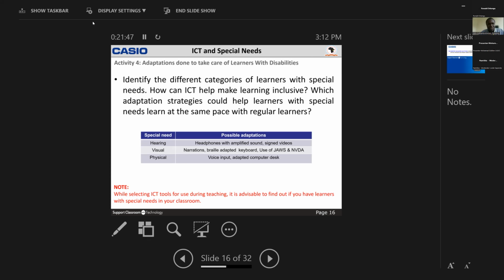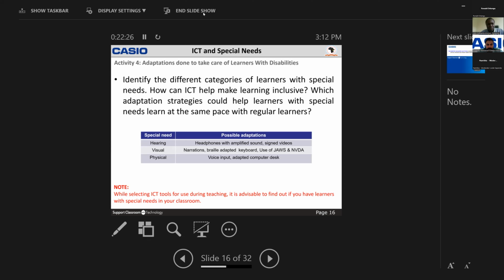So here you can have narrations, as we should have even in this conference for people with disabilities, so that when I'm talking, you have captions. In TVs nowadays, they take care of that. You have captions at the end of the presentation. You have also use of JAWS or NVDA. For physical challenges, you have voice inputs and adapted computer desks that can assist them whenever they are tackling issues of SNE, special needs education.